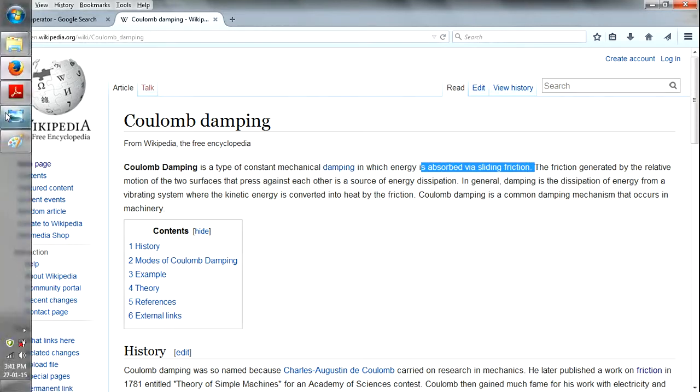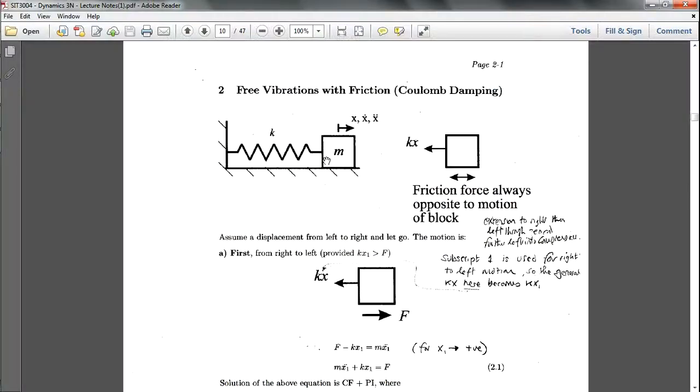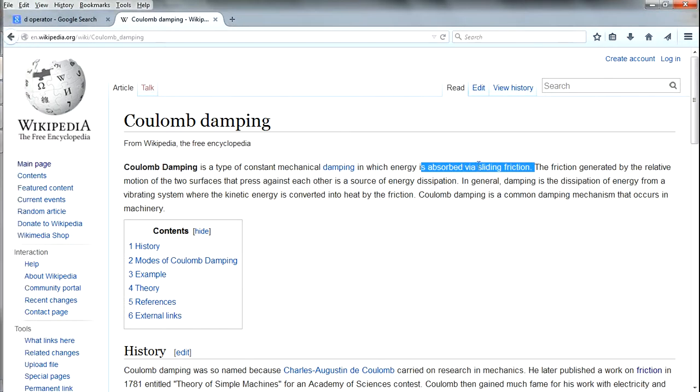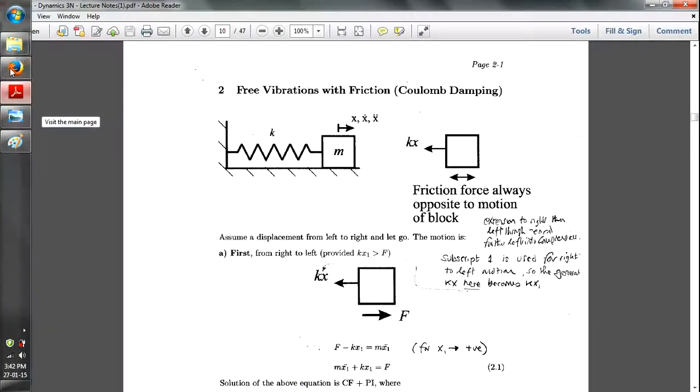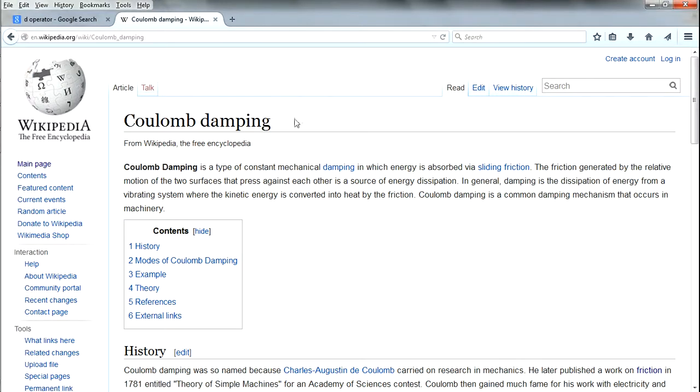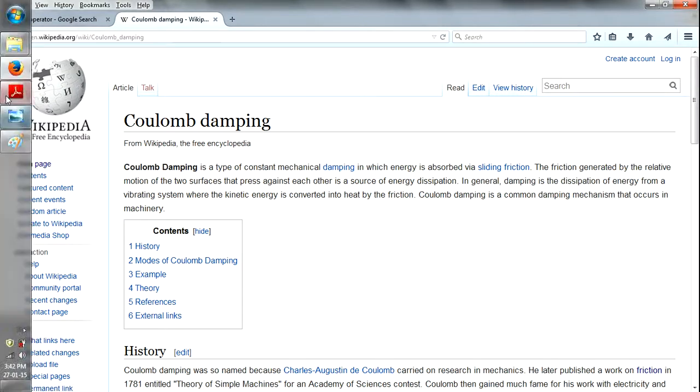sliding friction. As you can see, when you pull this mass in this direction, the spring will pull this mass back. So there's a sliding friction over here, along the floor itself. So this is why we're talking about sliding friction, dealing with Coulomb damping. Once we talk about Coulomb damping, we're talking about sliding friction.